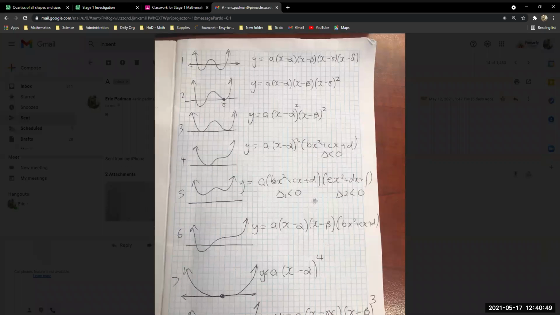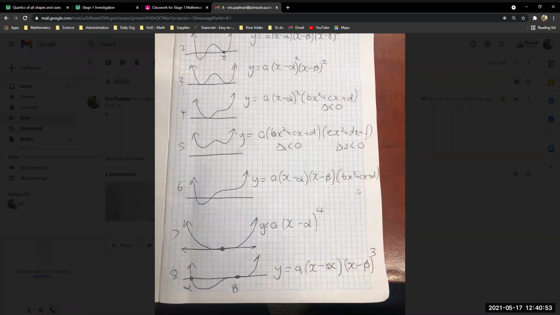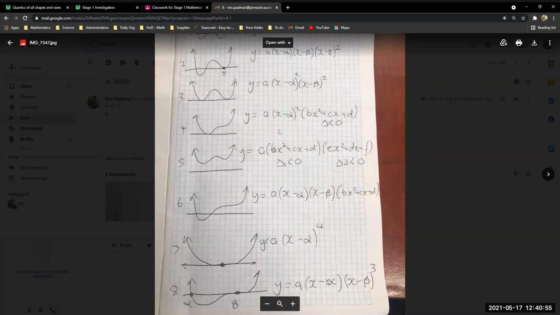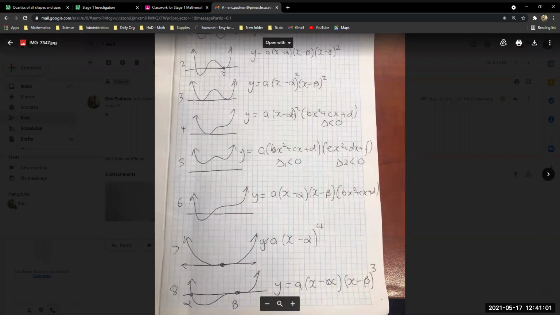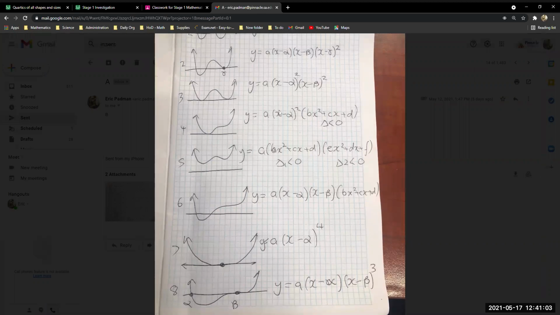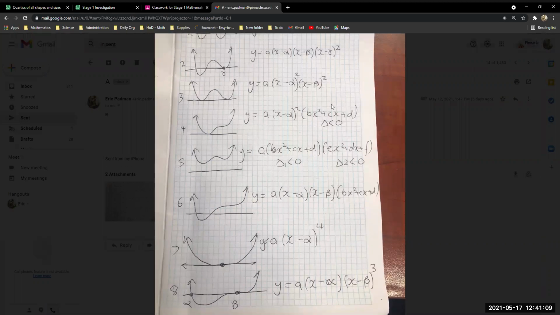I'll explain the difference. In the case of number 4, you have a quadratic factor that is in fact a squared factor, so it touches at that point alpha. But this part is what we call irreducible. That's the one where the discriminant was less than 0, so you couldn't find any real roots.